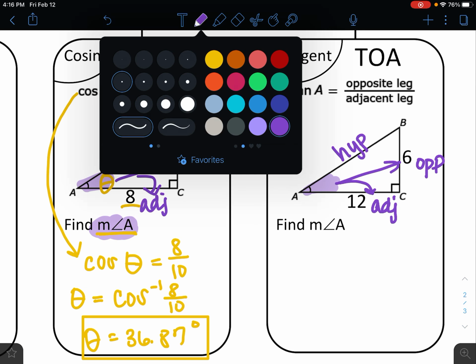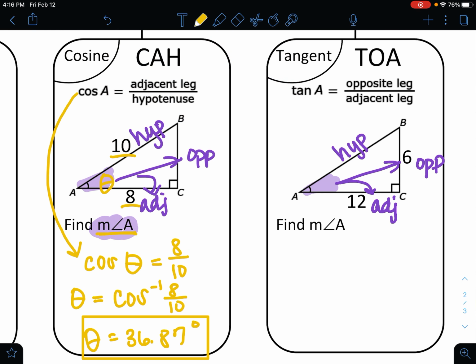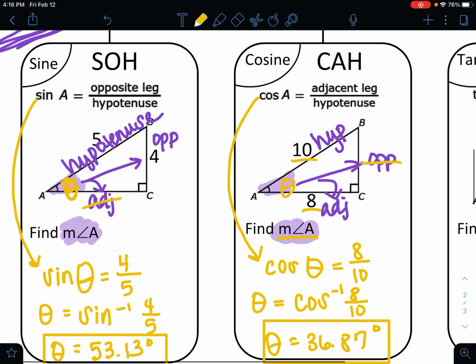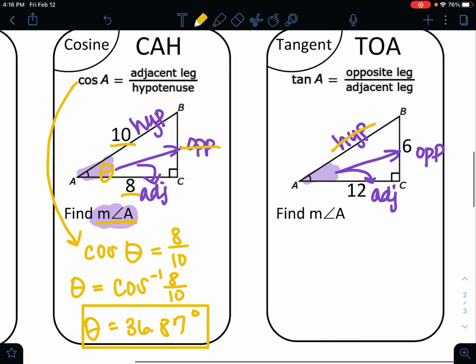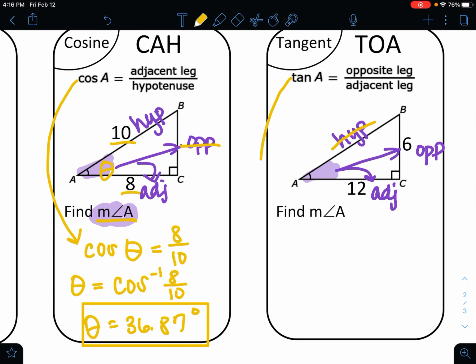And the hypotenuse doesn't even have a number on it, kind of like last time, the opposite didn't have a number on it, so we didn't even use it. So this time the hypotenuse doesn't have a number, so we didn't use it. And then for the first one, the adjacent didn't have a number, so we didn't use it. So it's kind of the same here. That's how you can tell which one to use when you're doing this by yourself.